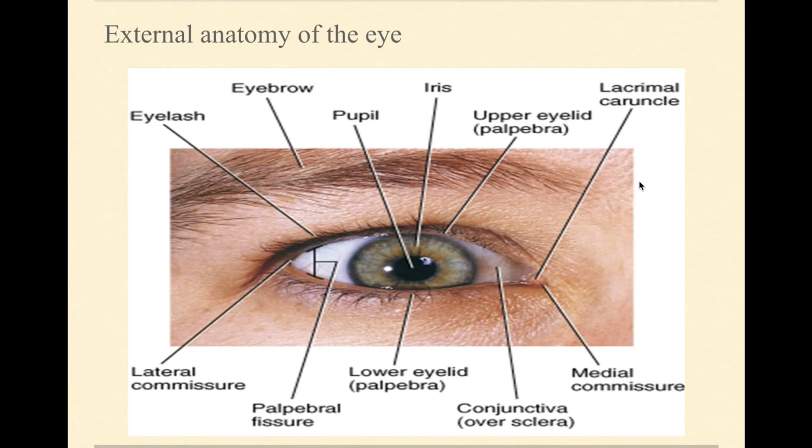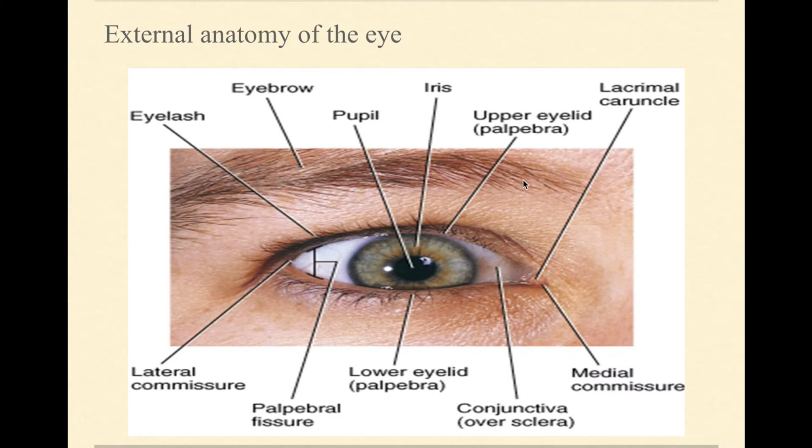This is the external anatomy of the eye, which includes the eyelashes that help secrete oil. They prevent eyelids from sticking together. This is the upper eyelid, and we have the lower eyelid. We have the lateral commissure, in which the eyelids meet at one end, and the medial commissure, they meet at the other end. We have the palpebral fissure right here, which is the space between the two eyelids, as we can see.